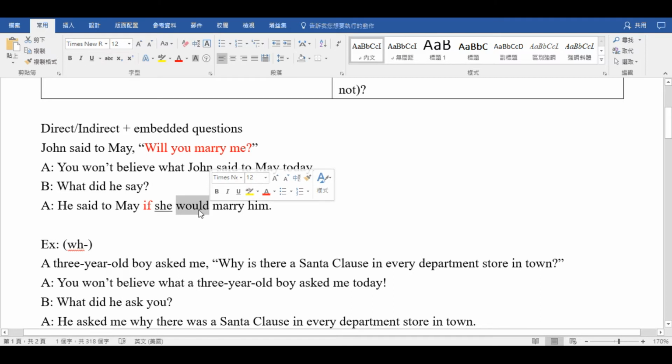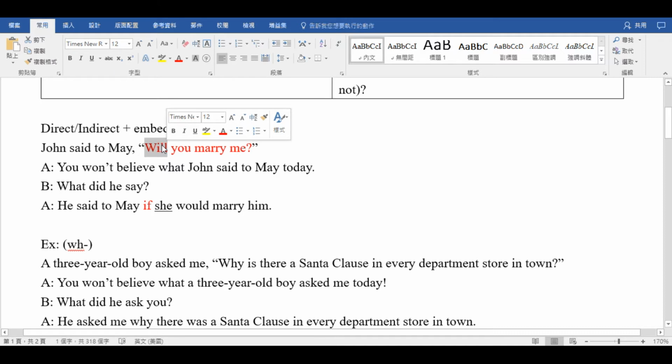But why would? Why not will? Because in the regular question, the helping verb is actually will. When changing a sentence from its direct speech form to its indirect speech form, we have to go back in time. Will is future tense, and the past tense of will is would. So that's why we have to say, he said to me if she would marry him.